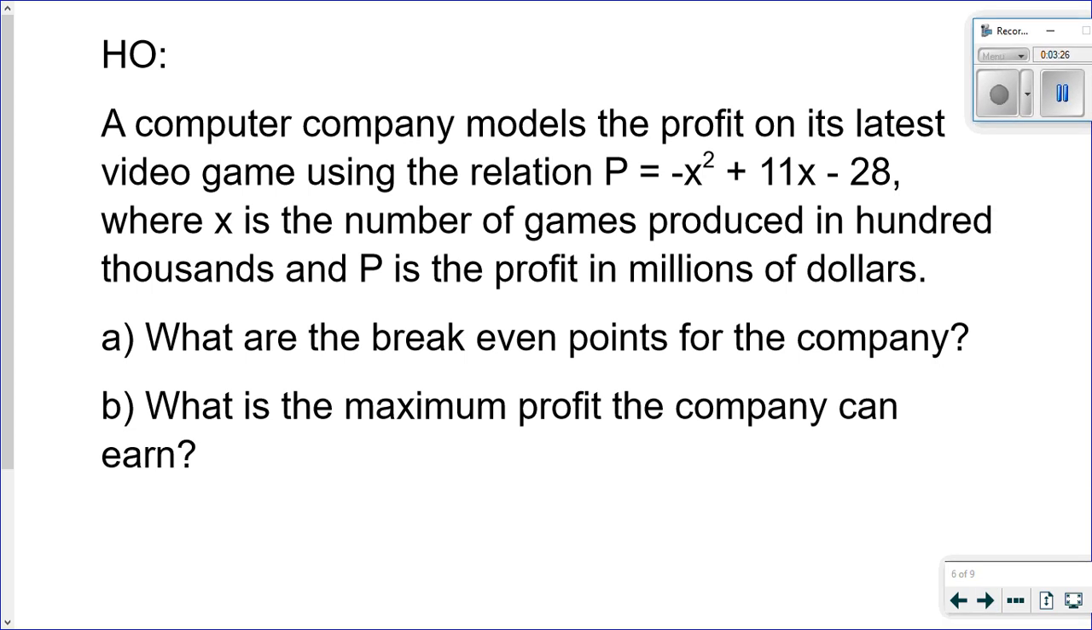There is a handout if you haven't already printed it up. Otherwise, you're welcome to do it off this screen. There's only one question, and this is it. We'll sit and work through it. A computer company models the profit on its latest video game using the relation p equals -x² plus 11x minus 28, where x is the number of games produced in hundreds of thousands, and p is the profit in millions of dollars. So do keep in mind the units. What are the break-even points for the company? What is the maximum profit that the company can earn?